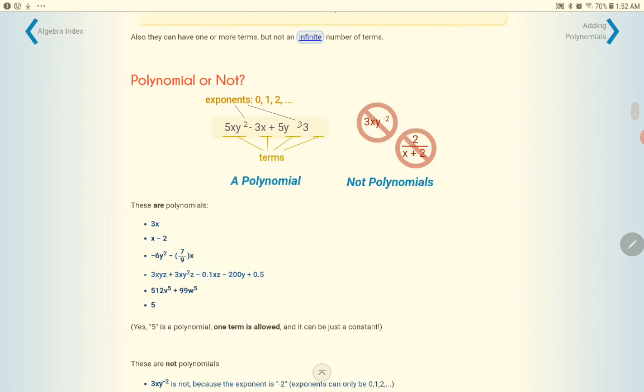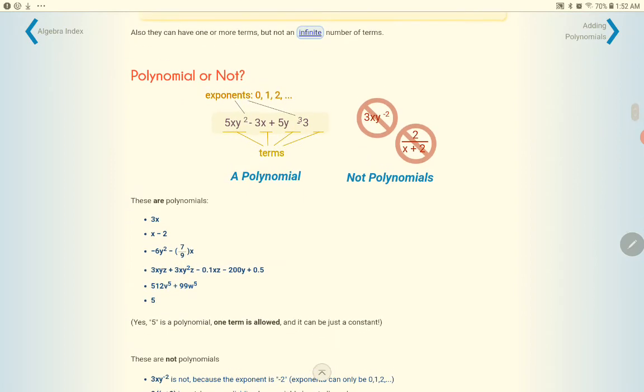Okay, so here are some examples that are polynomials. 3x has an exponent of 1, a whole number, so that's good. x minus 2, x's exponent is 1, so that's a whole number, so that's a polynomial. This x has an exponent of 1, this y has an exponent of 2, so this third one is a polynomial.